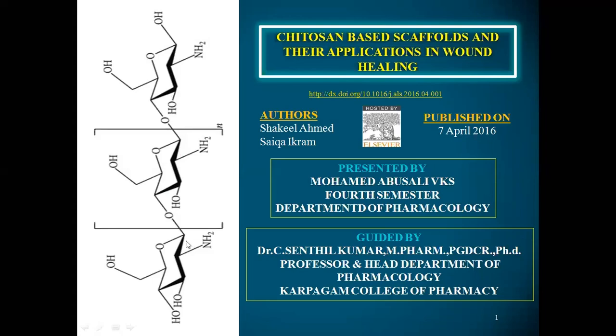In this picture, the first position and the fourth position are linked in the glucose linkage. This is the 1,4 glucosamine linkage. It is a biopolymer. We can see this one by one in the upcoming slides.